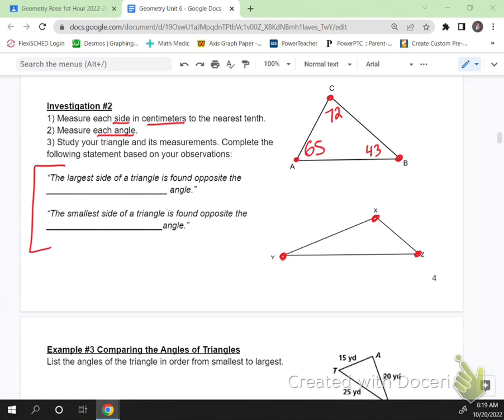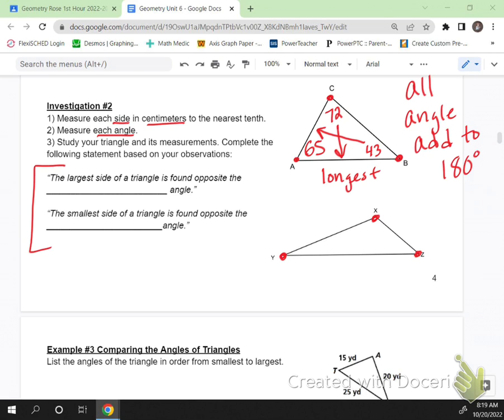What we should notice first, all your angles need to add to what? Right, we did that last unit. The angles in a triangle add to 180. What do you notice about the relationship between the angles and the sides? So like, for example, I got 72 for angle C. Side AB, what do you notice about side AB? It's the longest side of this triangle. Which one's the smallest side of that triangle? AC, and it's across from angle 43. Are you seeing a pattern?